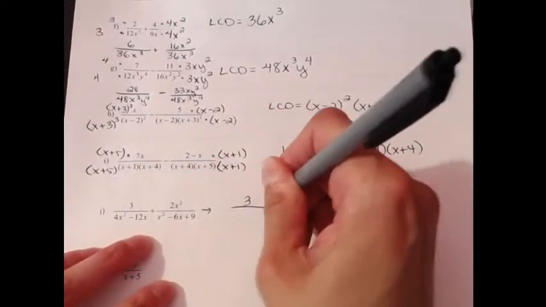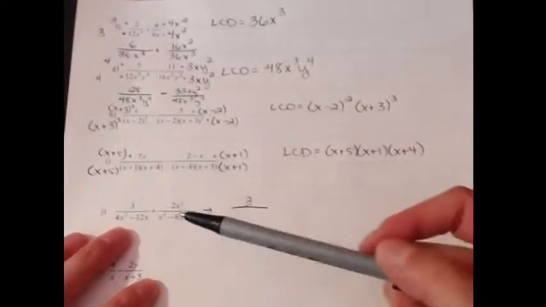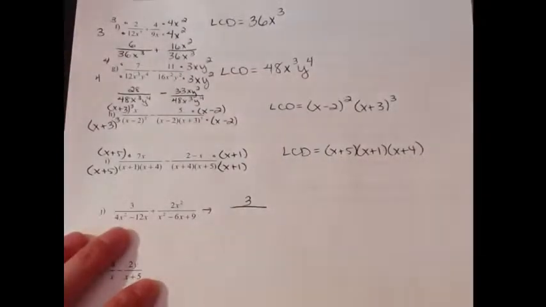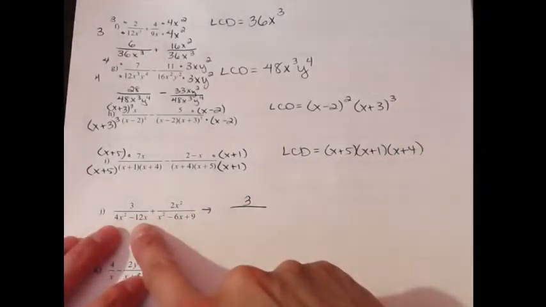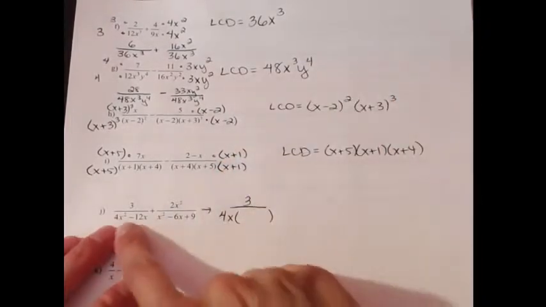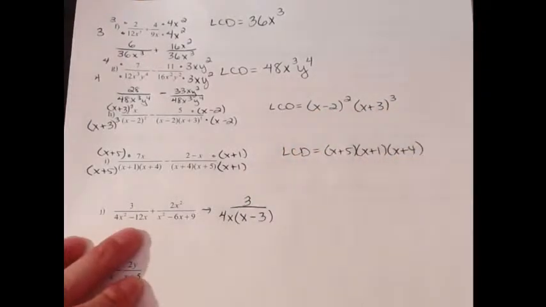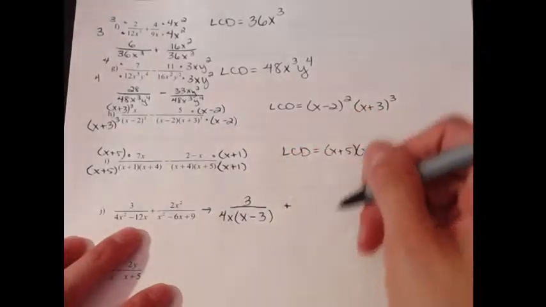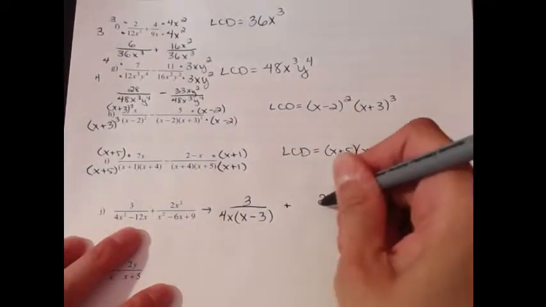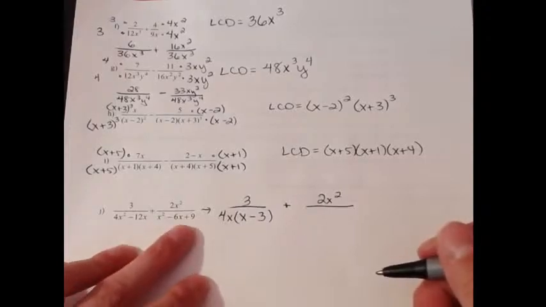We have 3 over. Now, with 4x squared minus 12x, we learned that the very first step of factoring is always GCF. GCF. Yes, I did chant that. So we're going to factor out a 4x. If I factor out my 4x from each of these terms, I'm going to be left with x minus 3. So now my first denominator is completely factored. Plus, now I have 2x squared all over. And notice here we have x squared minus 6x plus 9.